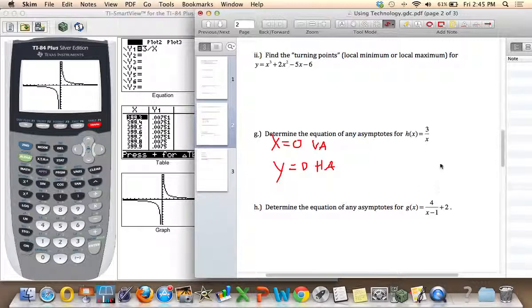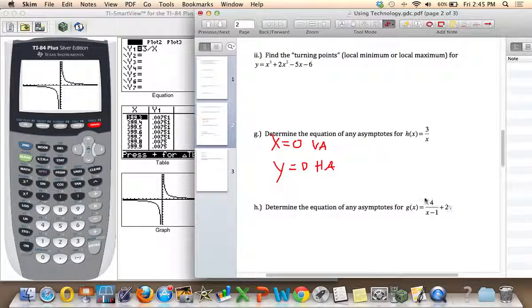And you can imagine, if I put in 1,000 or 1,000,000 or 1,000,000,000, 3 divided by 1,000,000,000, that's a very tiny number. It's approaching 0. So the bigger that x gets, the smaller that this entire fraction gets. It's approaching 0. And you can see that here. As x gets bigger and bigger and bigger, the function is getting smaller and smaller and smaller. It's approaching, but never touching, a value of 0.